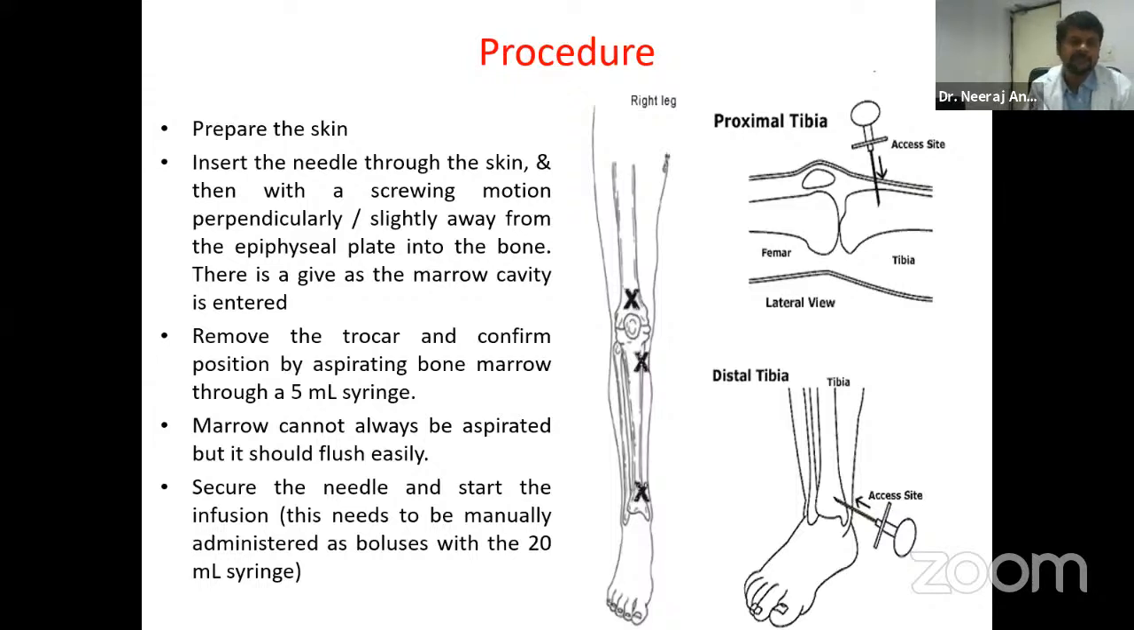Once we have entered the marrow cavity, there will be a sudden decrease in resistance. This is known as a feeling of giveaway, and this means that we have entered the bone marrow cavity. To confirm, we might aspirate the bone marrow. If marrow is not aspirated, we could flush 5 ml of saline. If there is a free flow of saline, that means that we have entered the bone marrow cavity. We would secure the needle and start the infusion. The infusion has to be given manually with boluses of 20 ml per kg.